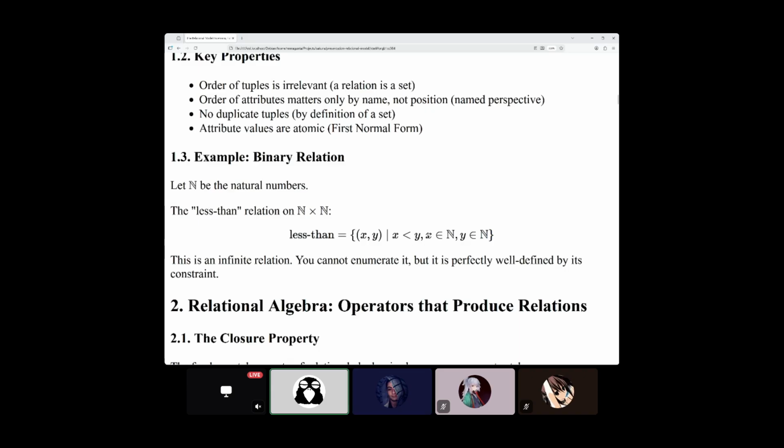So yeah, that's essentially what it is. Another option would be listing values, right? But since this is infinite, I would be listing forever. So yeah, that's also true.